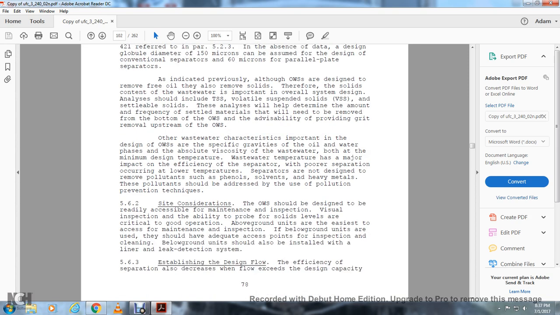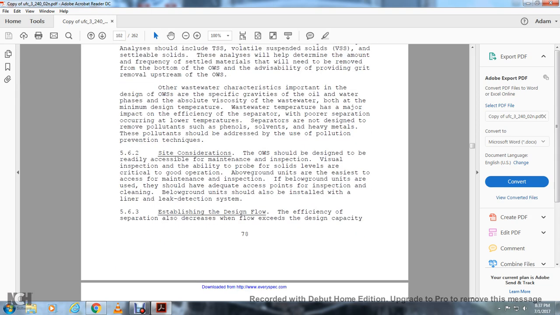Other wastewater characteristics important for the design of a wastewater separator are the specific gravity of the oil and water phases and the absolute viscosity of the wastewater, both at the minimum design temperature. The wastewater temperature impacts the efficiency of the separator, with poorer separation occurring at a lower temperature. Separators are not designed to remove pollutants such as ethanol, solvents, or heavy materials. These pollutants should be addressed by the use of pollution prevention techniques.